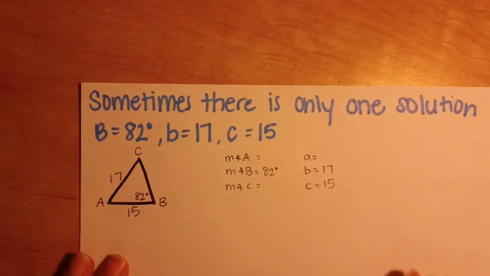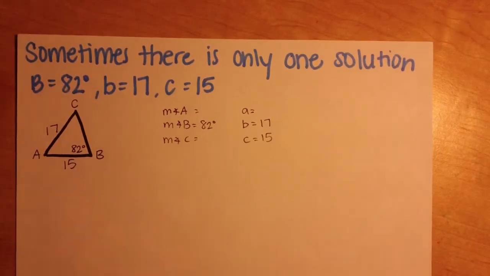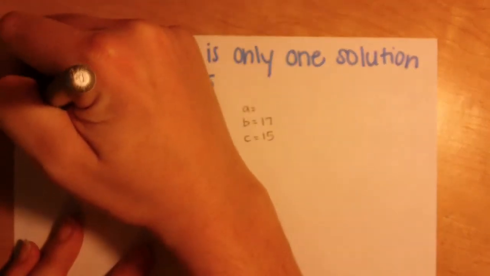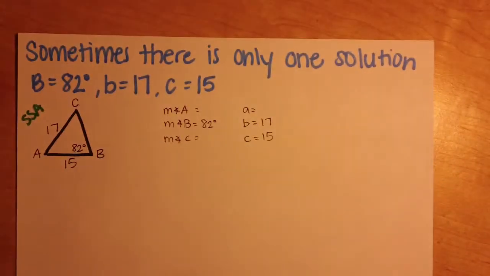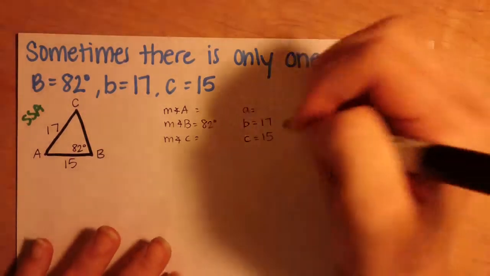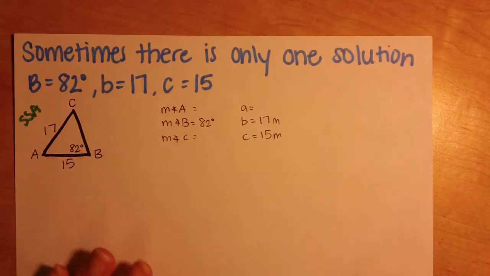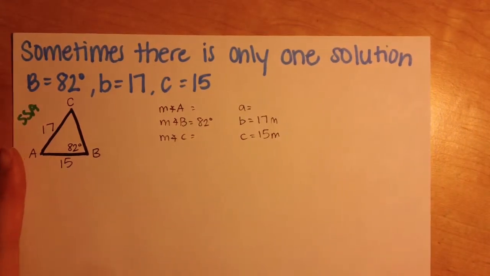So now we'll have one more example where sometimes there'll only be one triangle. Again, we can see that this triangle is side-side-angle, okay? And we have that the measure of angle B is 82 degrees, side B is 17, and side C is 15. We can make these meters to give ourselves some units. And then we can use our law of sines again.